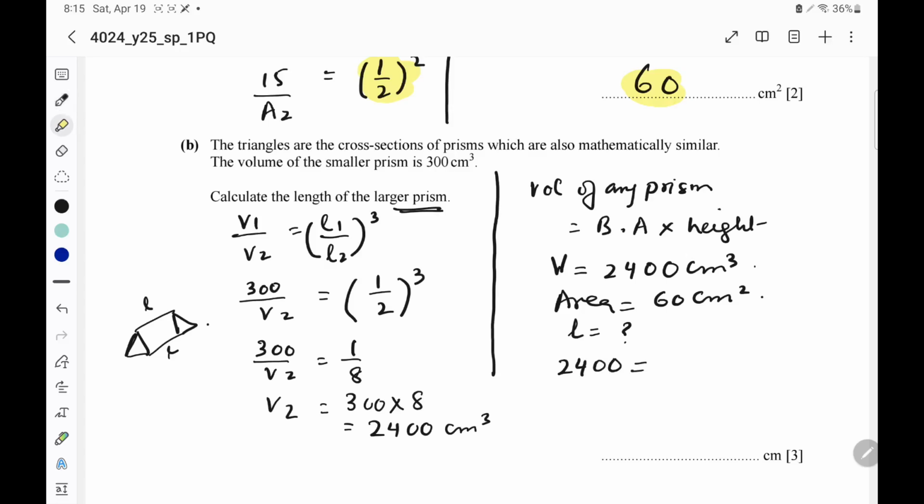I'm just keeping in this formula. Base area is equal to 60 times the length, and the length is equal to 2400 divided by 60, and 6 times 4 is 24. 40 centimeters is the answer for this question.